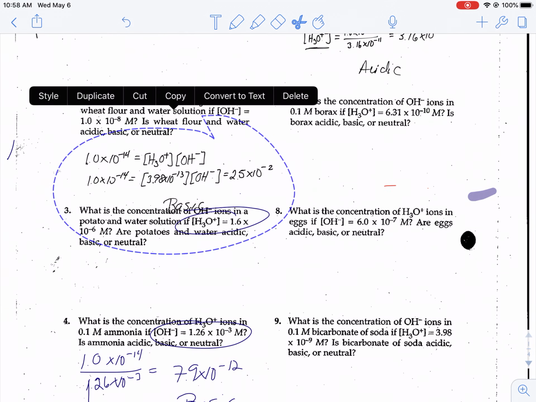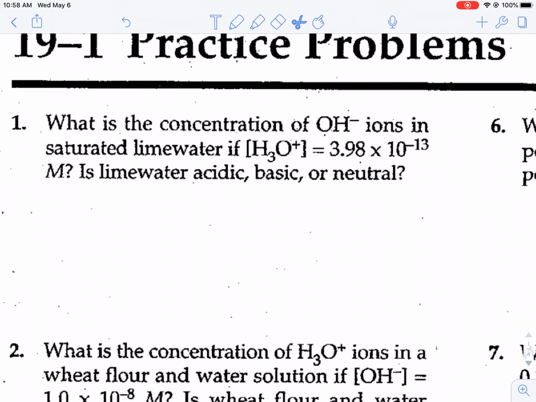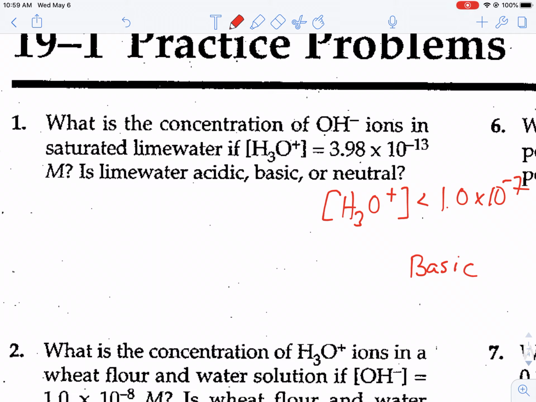We're just going to slide this down. What is the concentration of hydroxide ions in saturated lime water if the hydronium ion concentration is 3.98 times 10 to the negative 13th molarity? And it's asking if this is acidic, basic, or neutral. Well, right away, I know that my concentration of H3O plus is less than 1.0 times 10 to the negative 7th. And because it's less than 1.0 times 10 to the negative 7th, I automatically know this is basic. I don't have enough hydronium ion concentration.